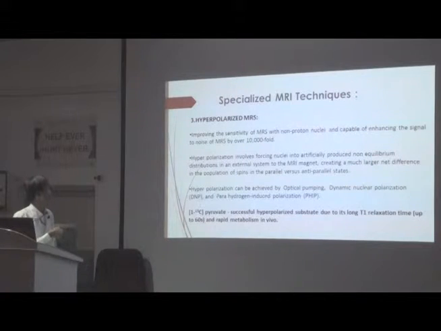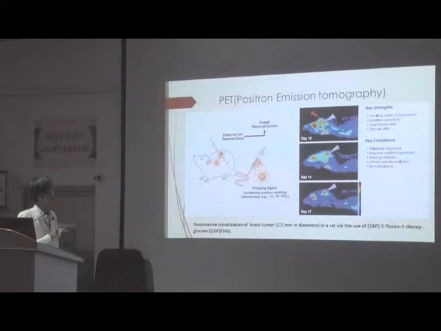So hyperpolarized MRS. So in hyperpolarized MRS we are not using hydrogen nuclei. Here we are using non-proton nuclei and we are enhancing the signal by 10,000 folds. In hyperpolarization, we are making the nuclei hyperpolarized by using optical pumping, dynamic nuclear polarization and paramagnetic techniques, and we are trying to enhance the signal reading more. And this is the currently used successful hyperpolarized substrate due to its long relaxation time and rapid metabolism in vivo.